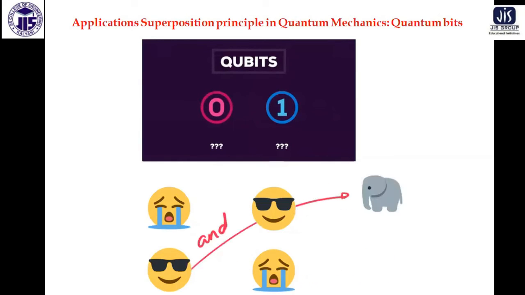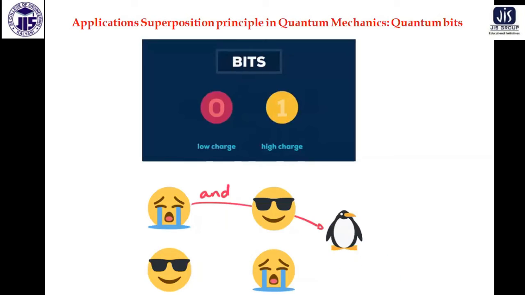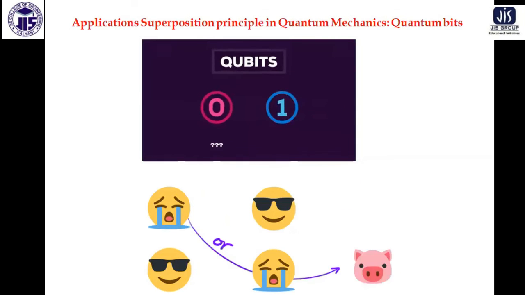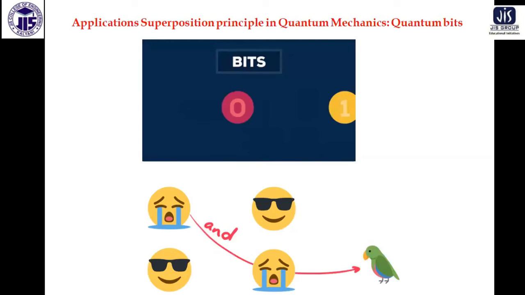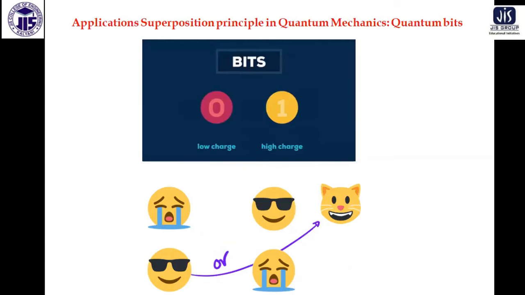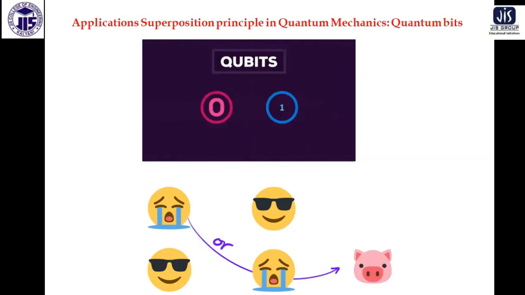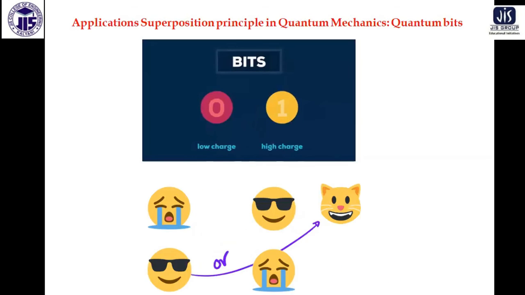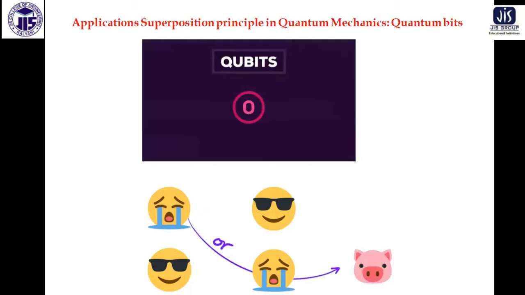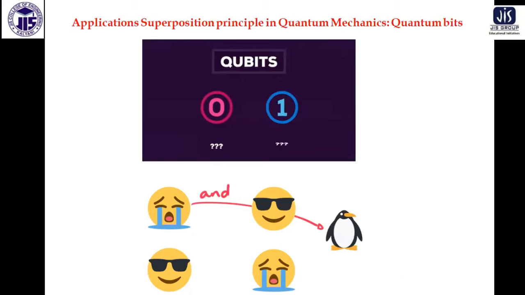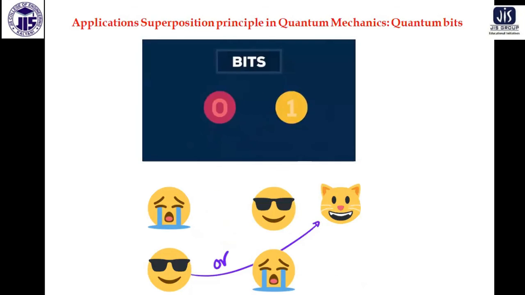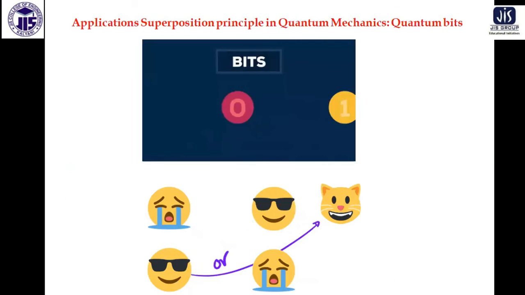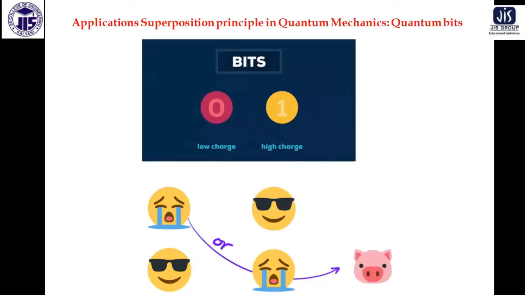What does it mean? It means they are allowed, acceptable states. It's a beautiful animation. Crying means 0, and happiness, the one with spectacles, is 1. Classical physics means you either cry or you smile. Quantum mechanically, in between, all options are there. All the animals that are shown are the quantum states. Please spend some time on this, and you'll realize it.